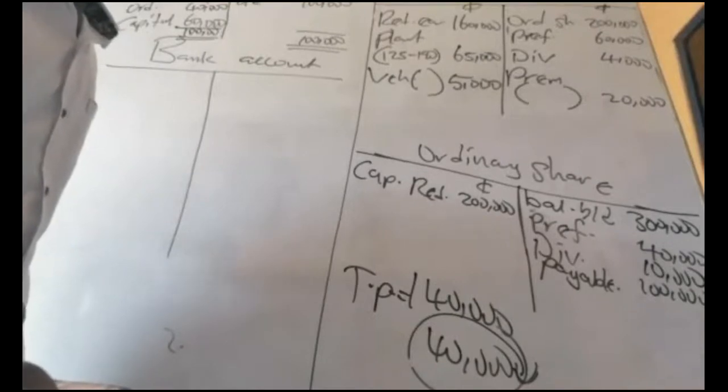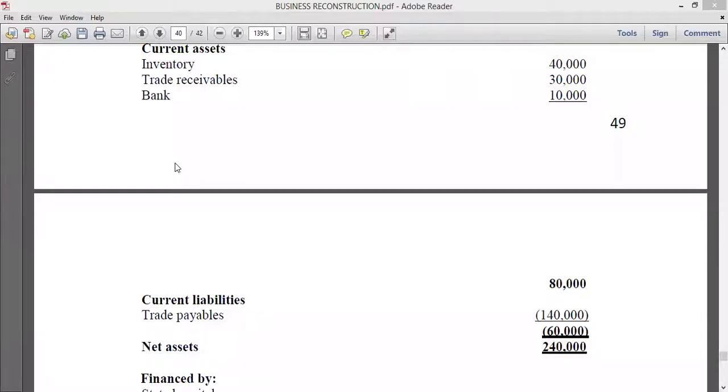This one is a double entry. If double entry in financial reporting and accounting is very good for you, you don't struggle here. But if your double entry is not good, then don't go by debit and credit. You go by loss and gain.